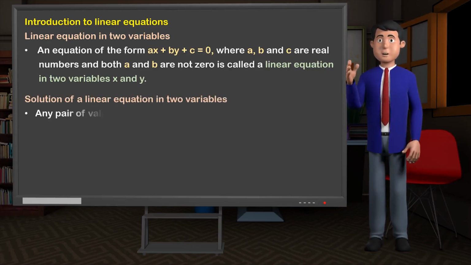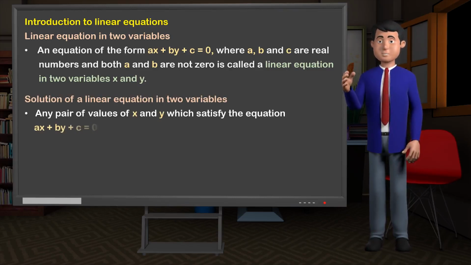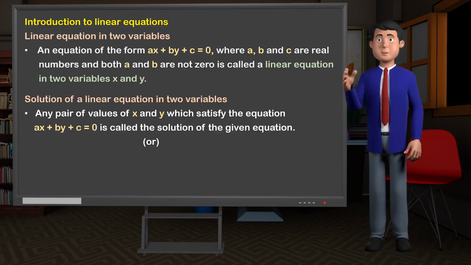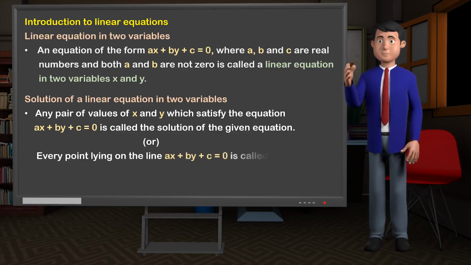Solution of a linear equation in two variables. Any pair of values of x and y which satisfy the equation ax plus by plus c is equal to 0 is called the solution of the given equation. Or we can otherwise define this as every point lying on the line ax plus by plus c is equal to 0 is called the solution of linear equation. Now let us understand the concept further.